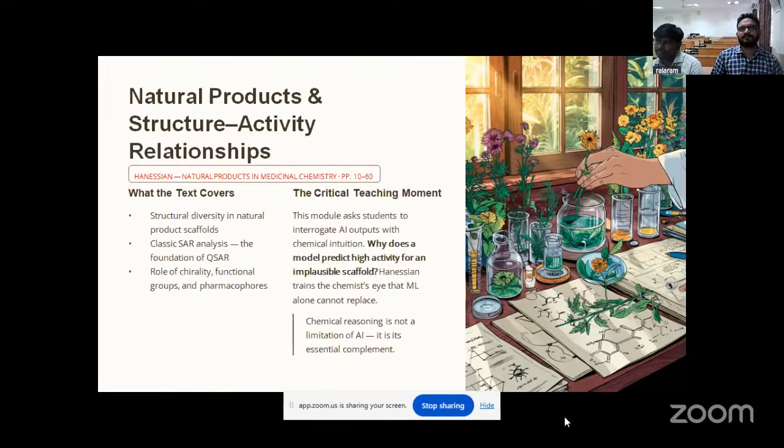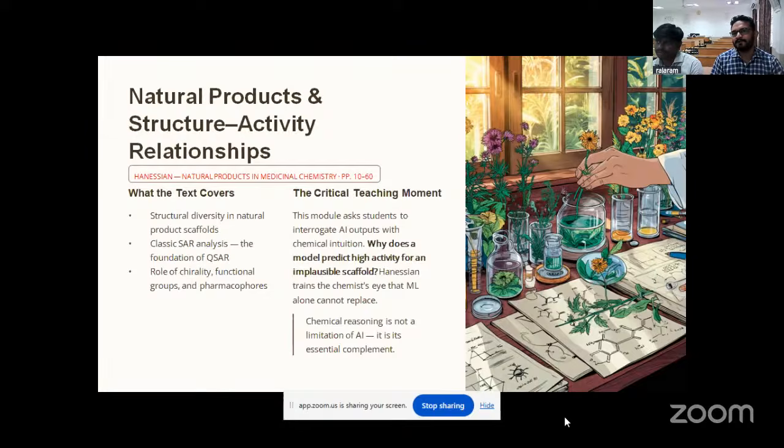Then SAR analysis, the foundation of QSAR. So how a structure activity relationship is defined, how we can change it, how we can convert it, how we can modify it in the lab. Now, chirality is a very important parameter of any molecule. If a molecule has the chirality property, we should be very careful while dealing with that molecule. Various functional groups are there. What are the different functional groups? What are the pharmacophore, the active part of the molecule? All these are kept in mind while designing a molecule directly from nature, or while changing it to semi-synthetic or going totally synthetic.